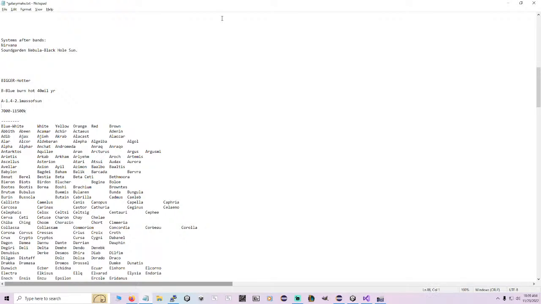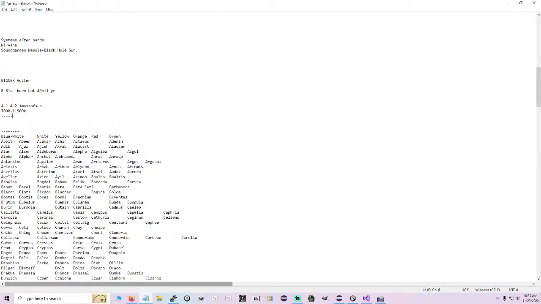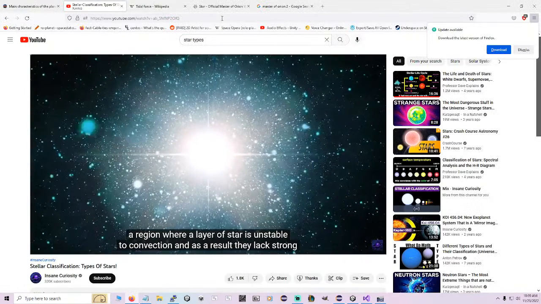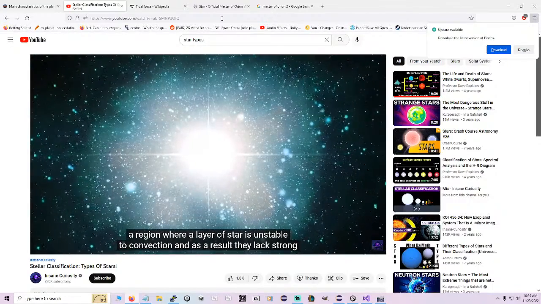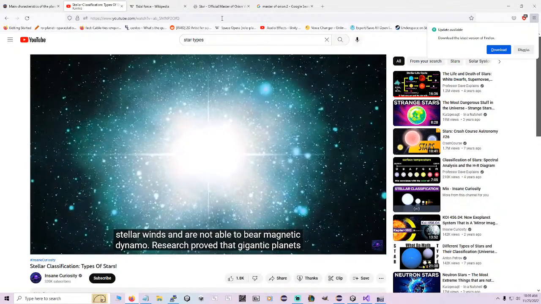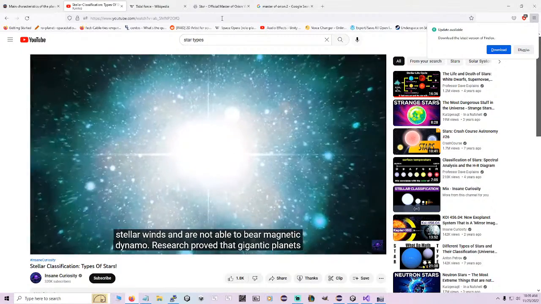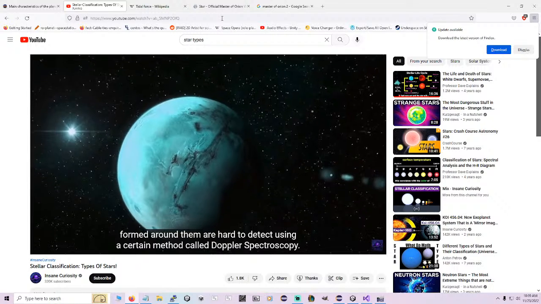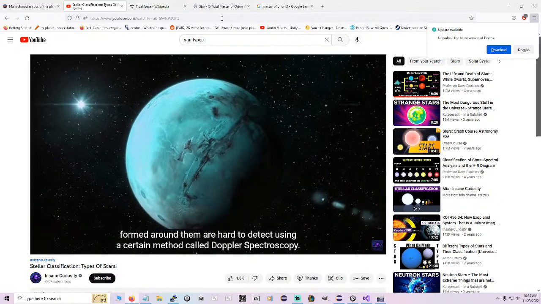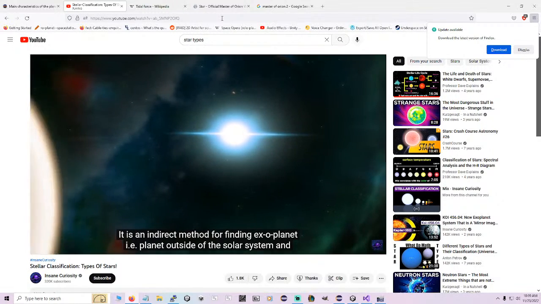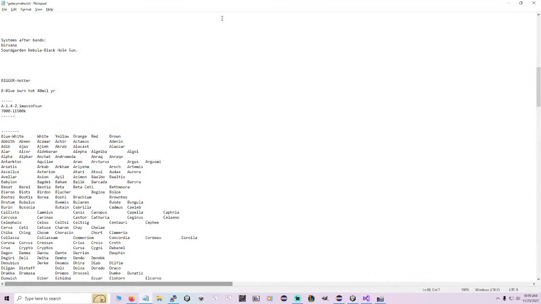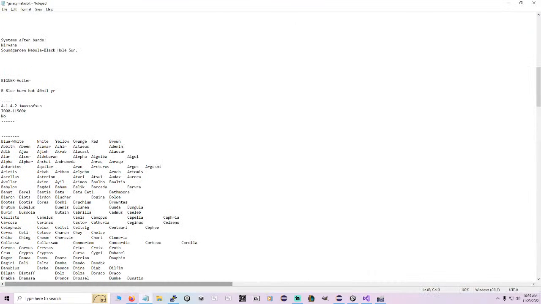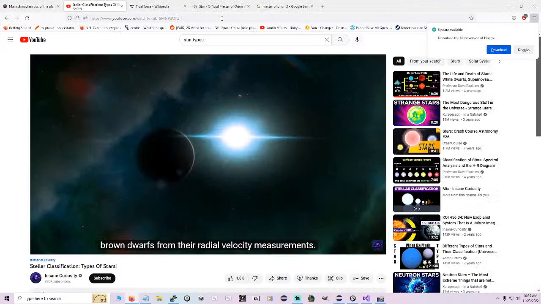A-type stars don't have a convective zone, i.e. a region where a layer of star is unstable to convection, and as a result they lack strong stellar winds and are not able to bear a magnetic dynamo. Research proved that gigantic planets formed around them are hard to detect using a certain method called Doppler spectroscopy. It is an indirect method for finding exoplanets, i.e. planets outside of the solar system, and brown dwarfs from their radial velocity measurements.